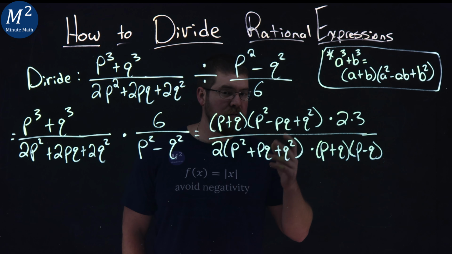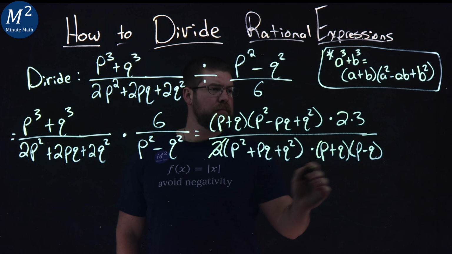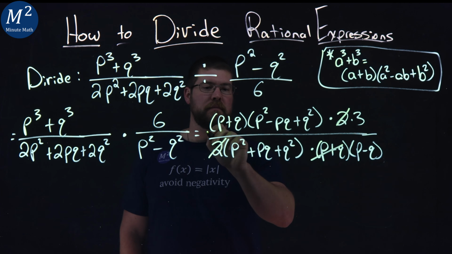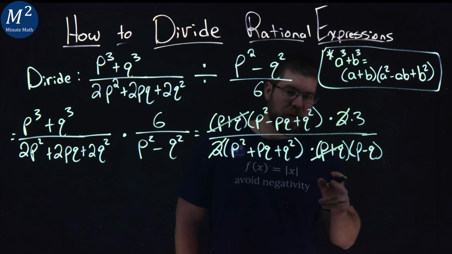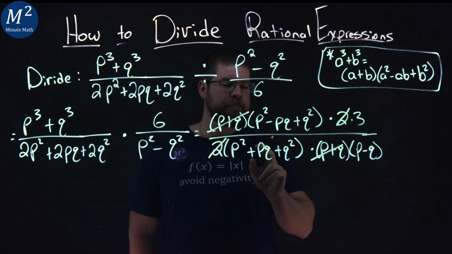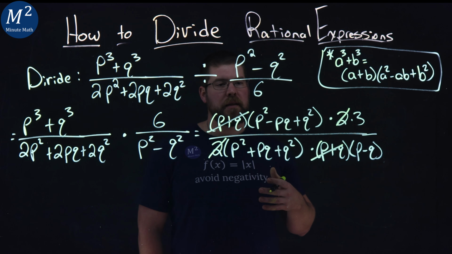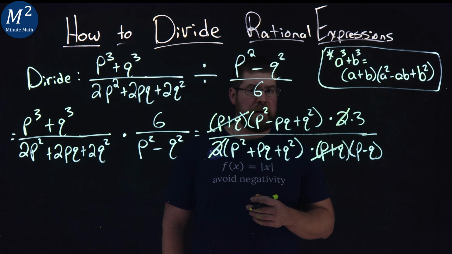What can we cancel? That's always what I'm looking for. The 2's cancel. Pretty easy. p + q, p + q, cancel. Now I know what you're thinking. You're really hoping this cancels, right? They're almost the same. We've got a minus and a plus sign. No, not the same. Can't really cancel that.